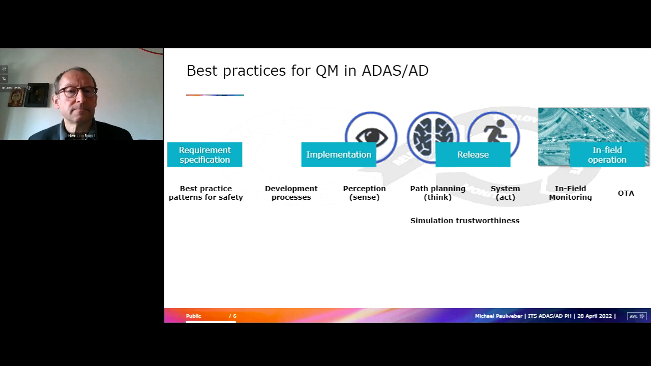If you now try to see what are the standards out there, a number of the standards we already mentioned, explained in detail by the previous speakers, we can see that we have, on the one hand, standards dealing with requirement specification, other set of standards dealing with the implementation to see if everything is done correctly. Then we have standards to test the complete system prior release, and you have standards dealing with this in-field operation and the DevOps cycle. And additionally, we have this simulation trustworthiness, which I explained before.